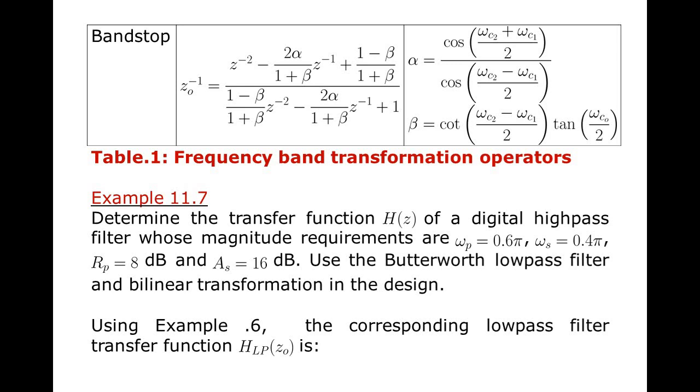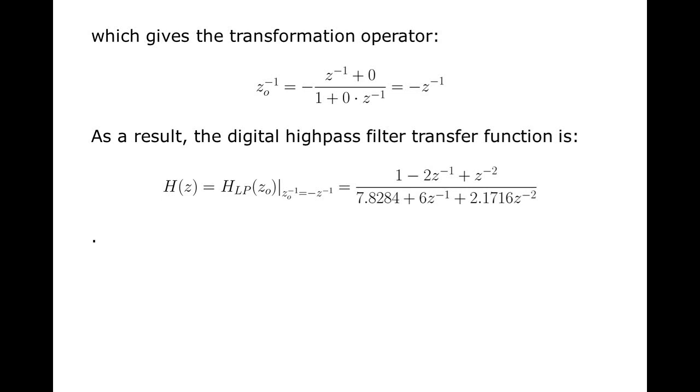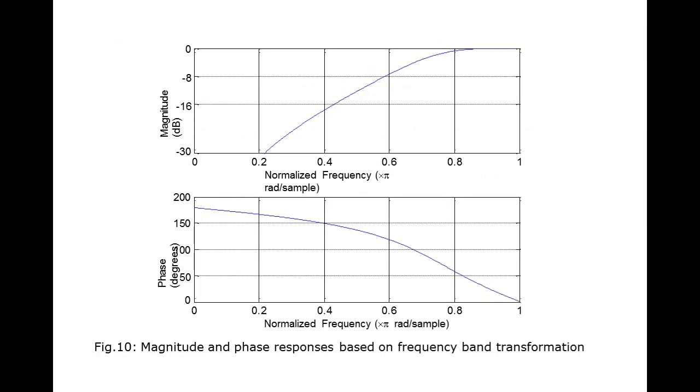So problem 7 gives you the idea of how the cutoff frequency is calculated and how the low pass to high pass transformation is carried out, as given in this particular PPT. The magnitude response and phase response of the high pass filter are shown. Initially we designed a low pass filter, and by using the transformation method we transform it from low pass to high pass.